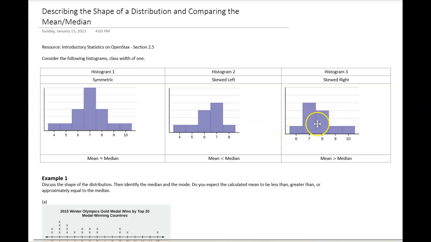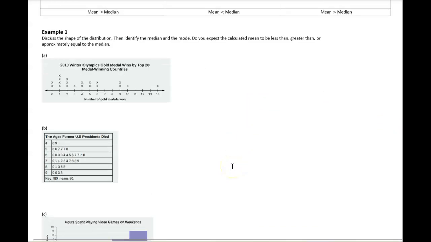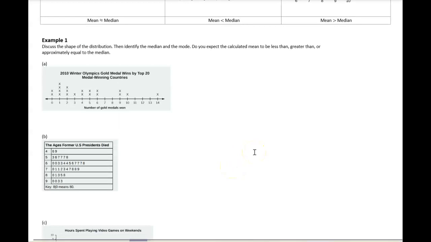Similarly with skewed right, just the opposite direction, this 10 right here is going to pull the mean to be a little bit larger than the median because the value of 10 is larger and the mean depends on the actual data values themselves. Let's look at a couple of these graphs, talk about the shape, and then talk about the median, mode, and what we think the mean would be in relationship to the median.